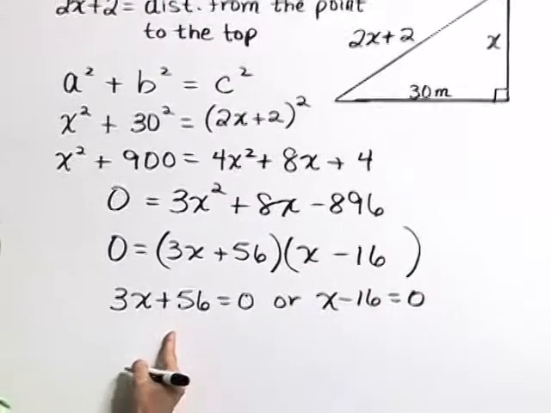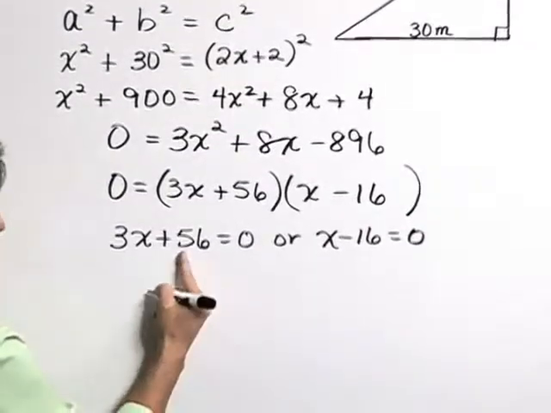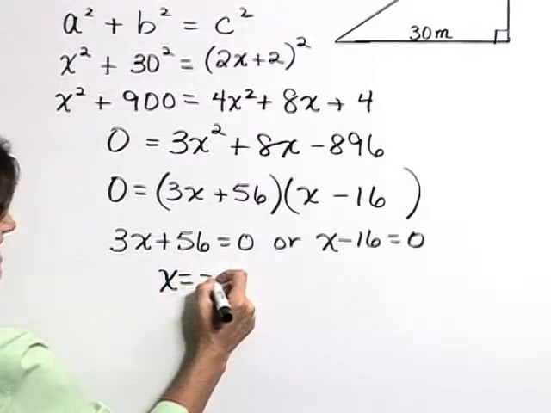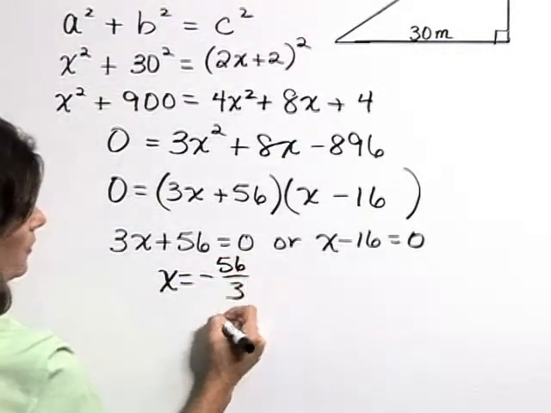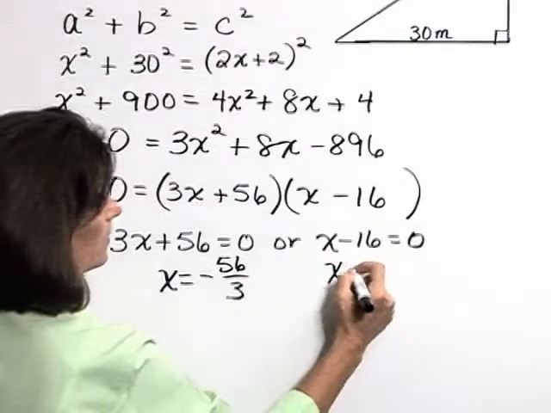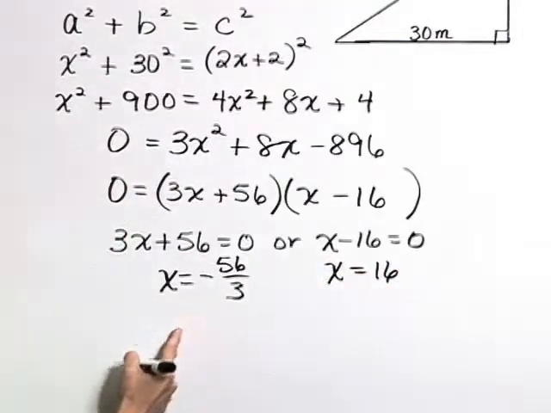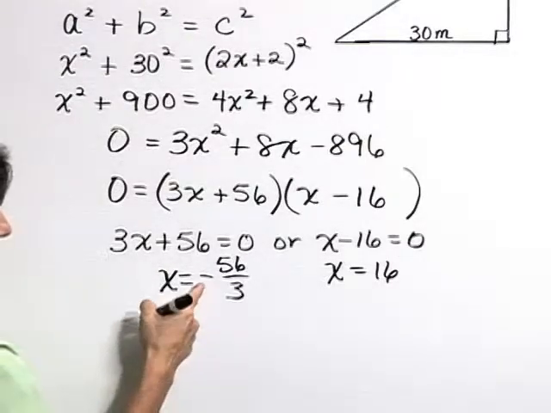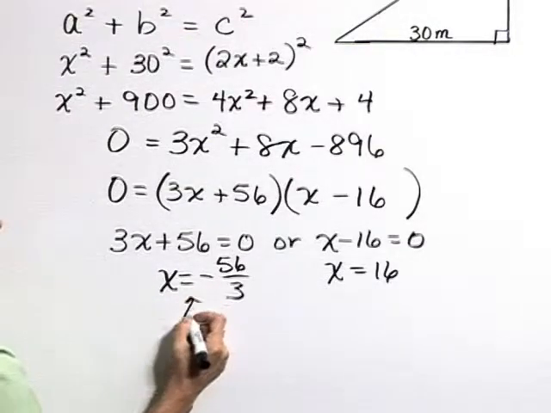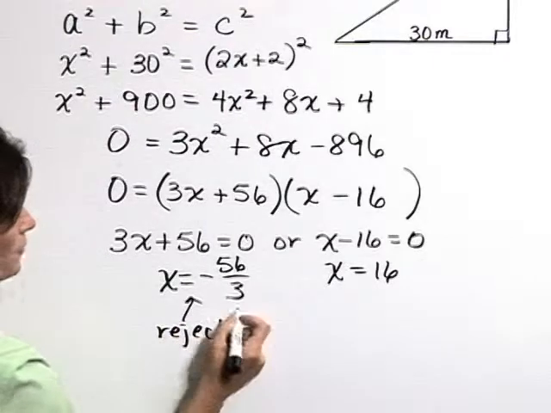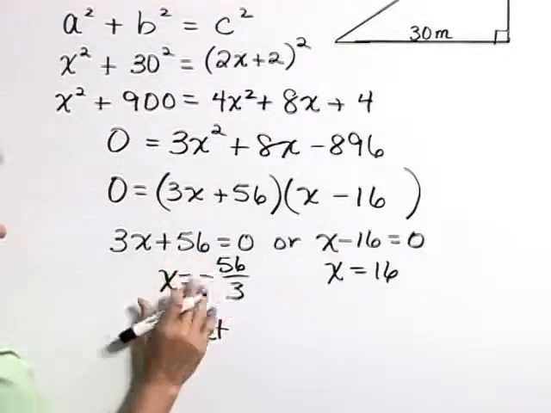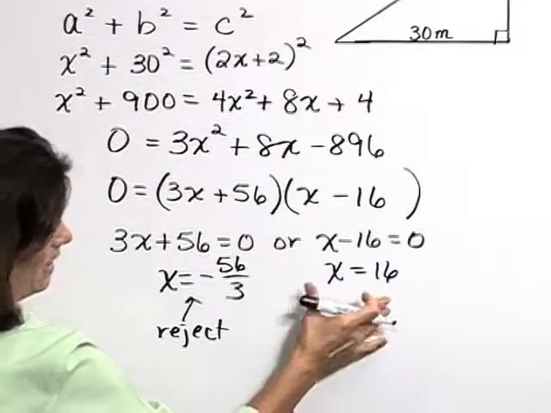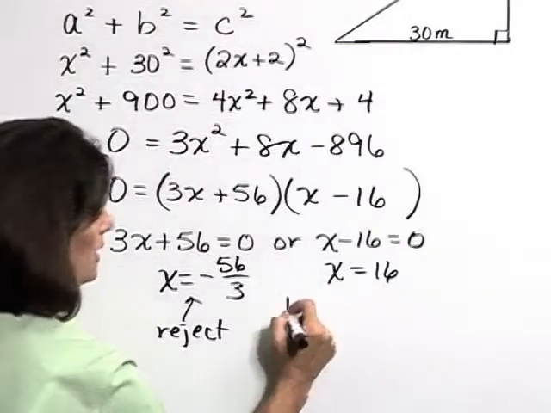Now this linear piece yields a negative number. Subtracting 56 over and dividing by 3, x is negative 56 thirds, or x is equal to 16. Now, focus your attention right here. Remember that x represents the height of this tower, and that height is not realistically going to be a negative number. So let's, right off the top, just reject this as a possible solution. Focus on the 16. The height realistically could be 16 meters.